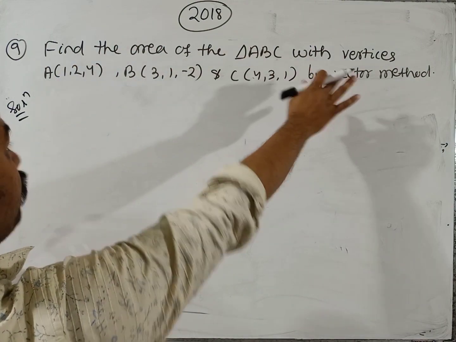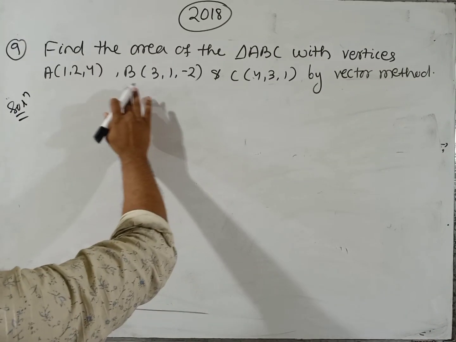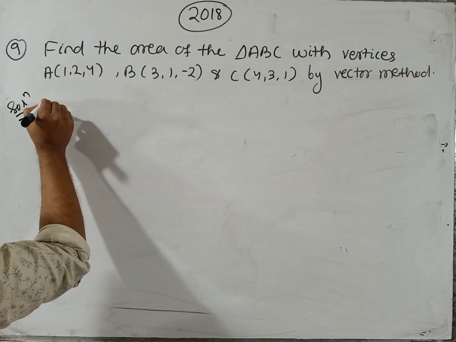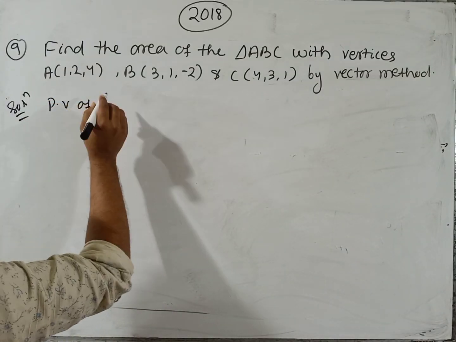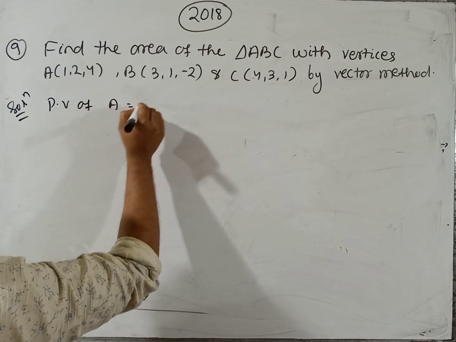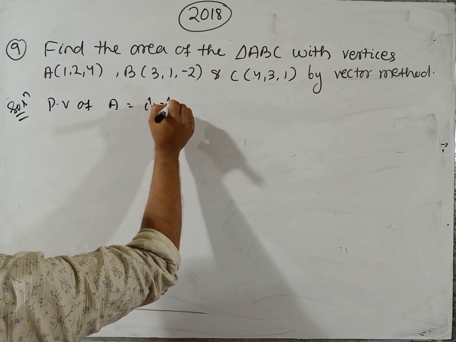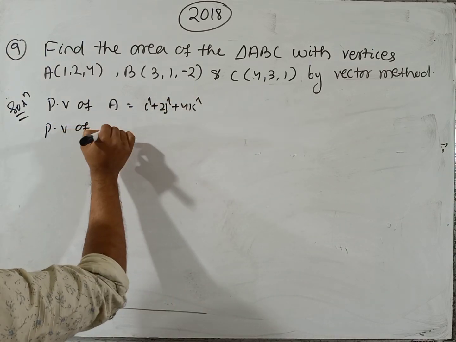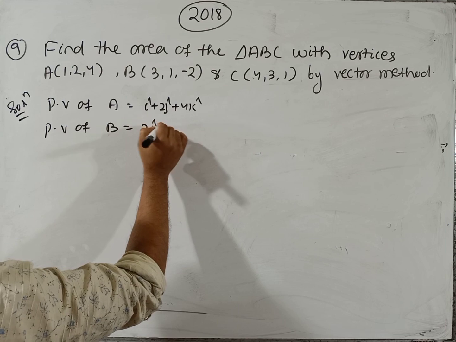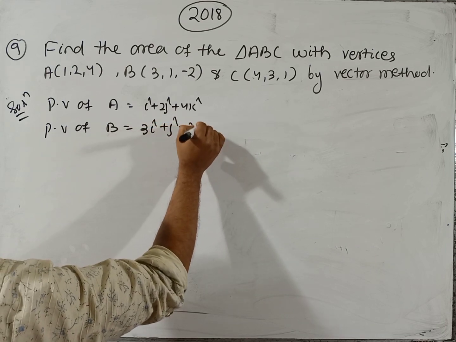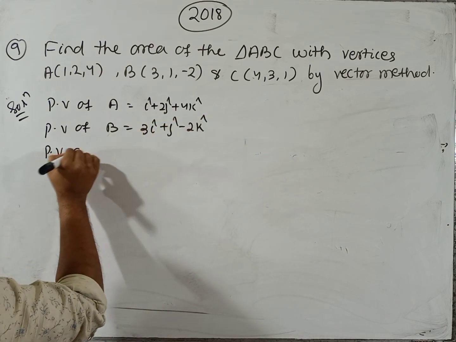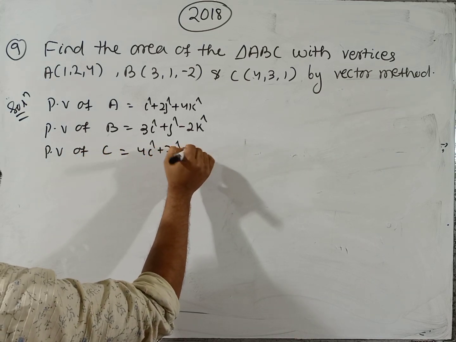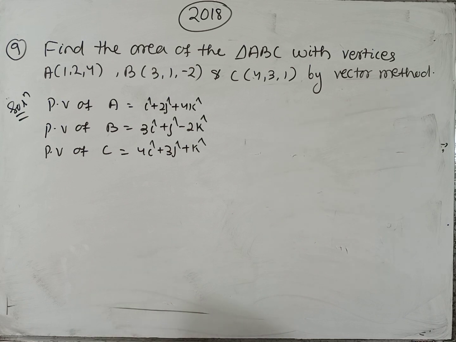Find the area of the triangle ABC with the vertices A(1, 2, 4), B(3, 1, -2), C(4, 3, 1) by the vector method. Position vector of A is i cap plus 2j cap plus 4k cap. Position vector of B is 3i cap plus j cap minus 2k cap. Position vector of C is 4i cap plus 3j cap plus k cap.